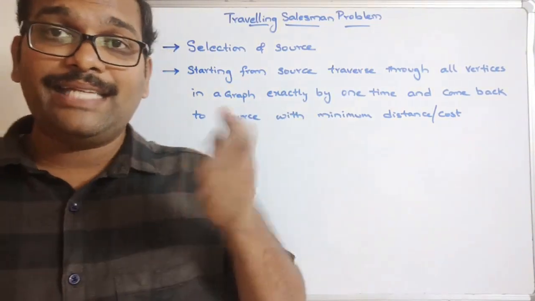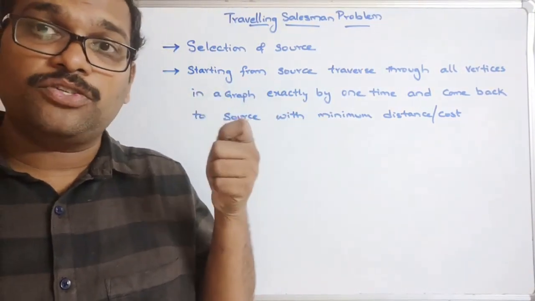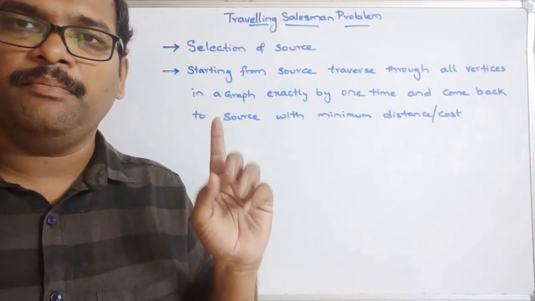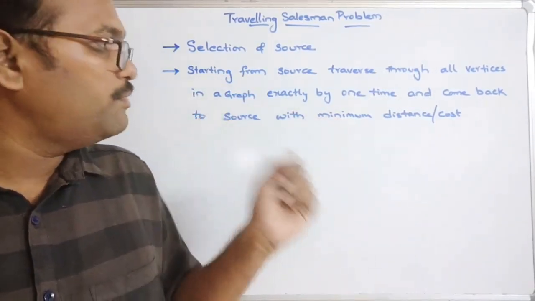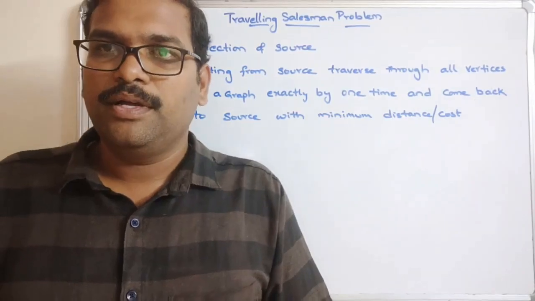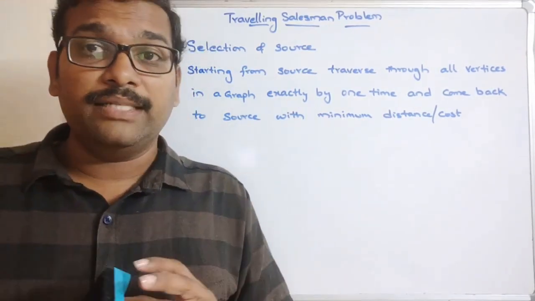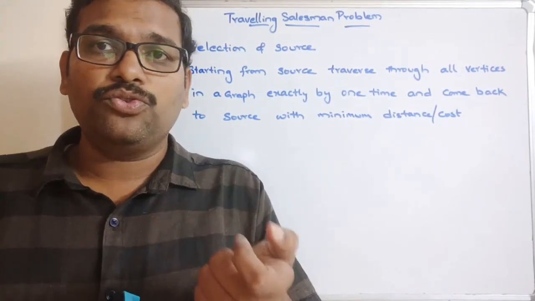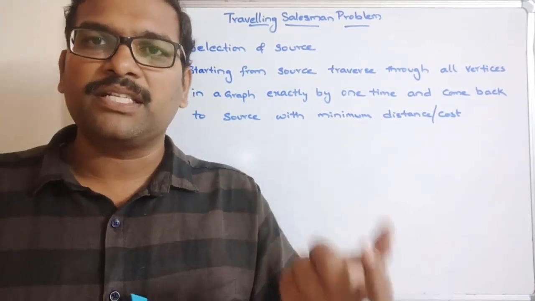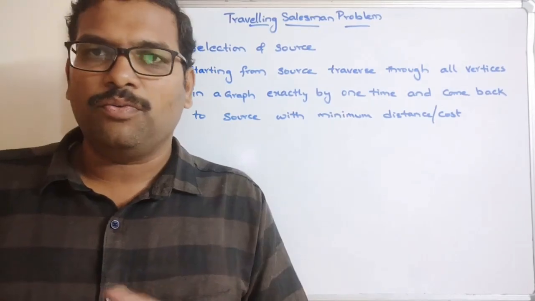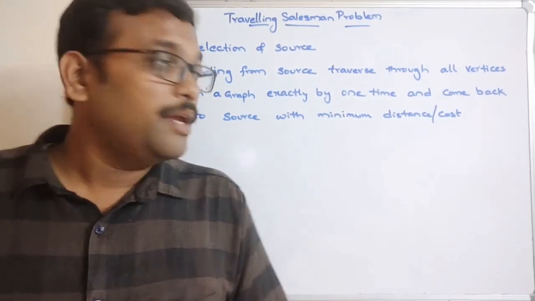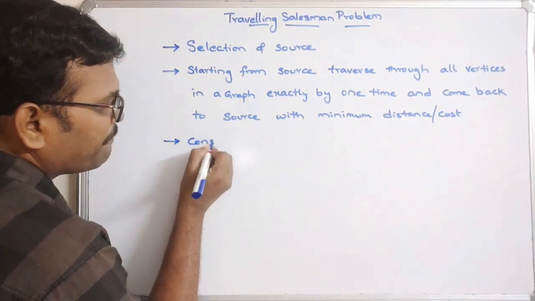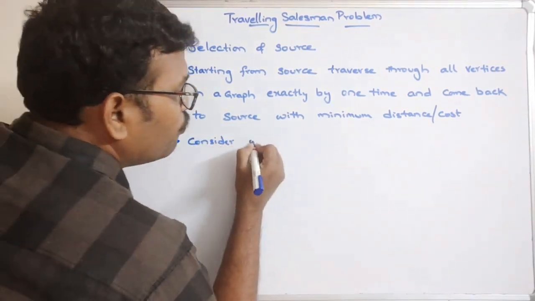So we have to select the source node, and from that source node we have to traverse all the vertices exactly one time and come back to the source with a minimum distance or cost. So for this we have to consider a weighted graph. Every edge should have a weight which represents the distance or a cost, whatever it may be. So we have to consider a weighted graph.